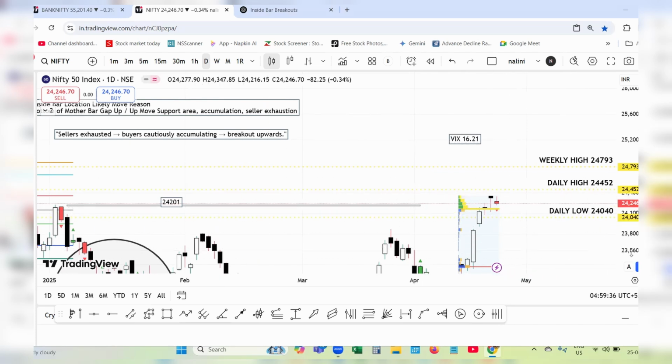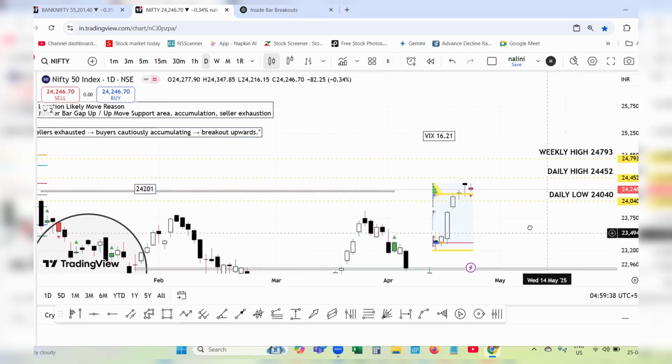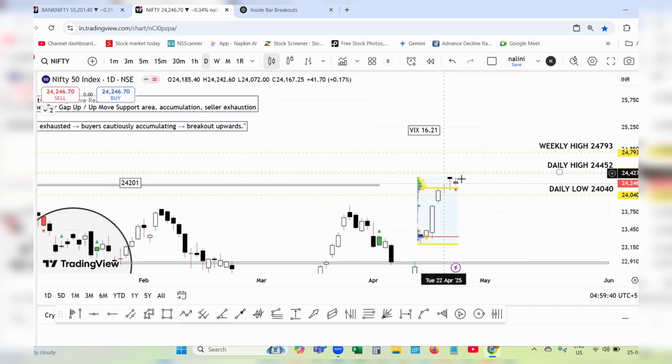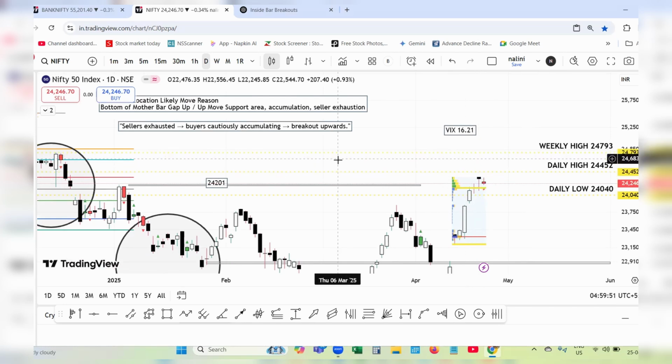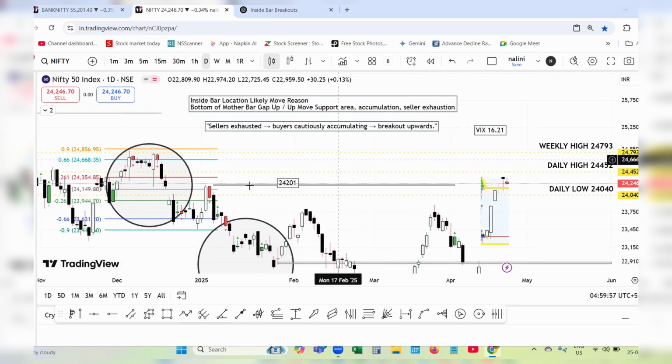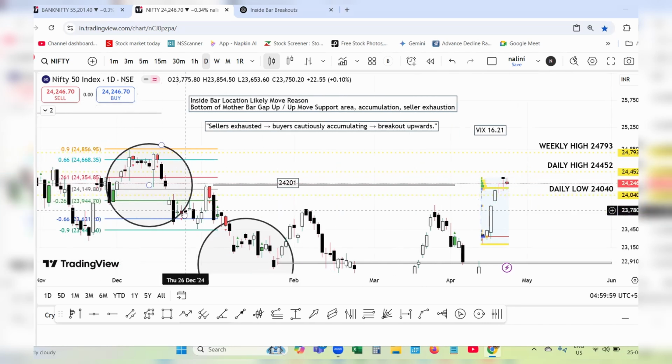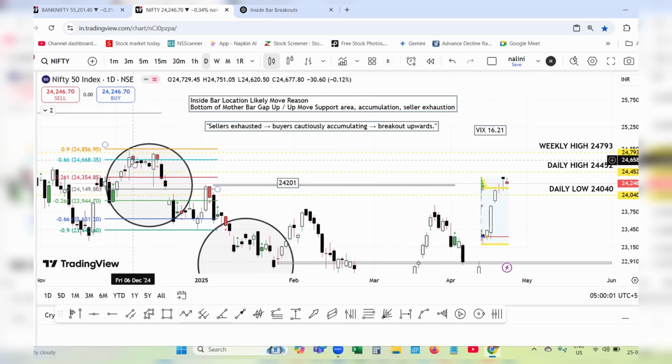If I go back and show you the inside bar formation at the top, you can see the inside bar formation at the top. Because here buyers have been exhausted, that's why the market has shown a gap down here. You can see the gap down here, instances of inside bar forming at the top.